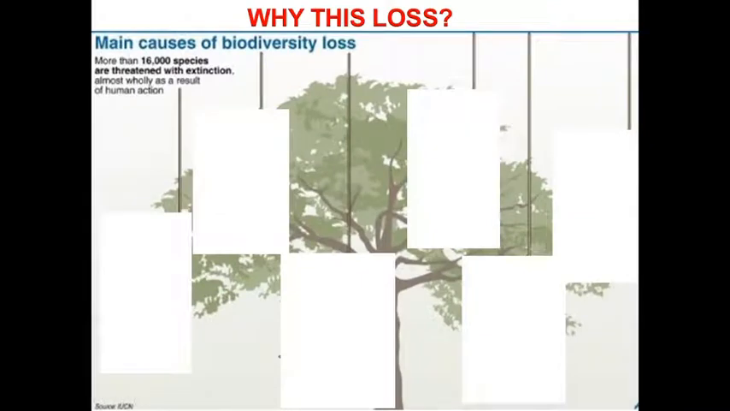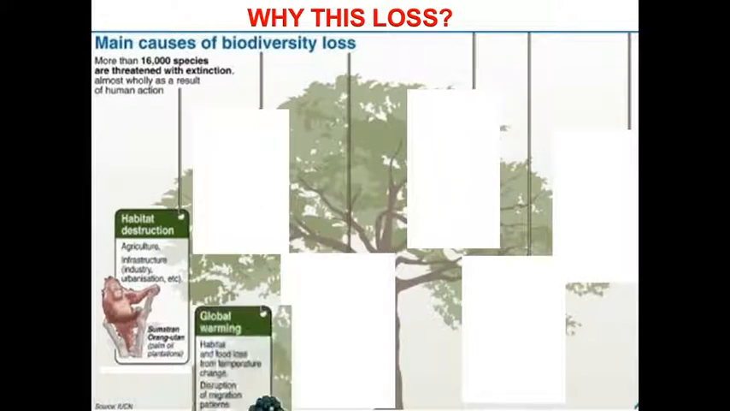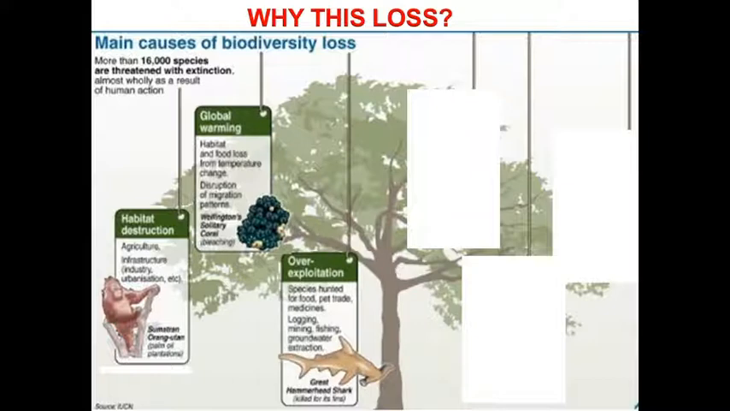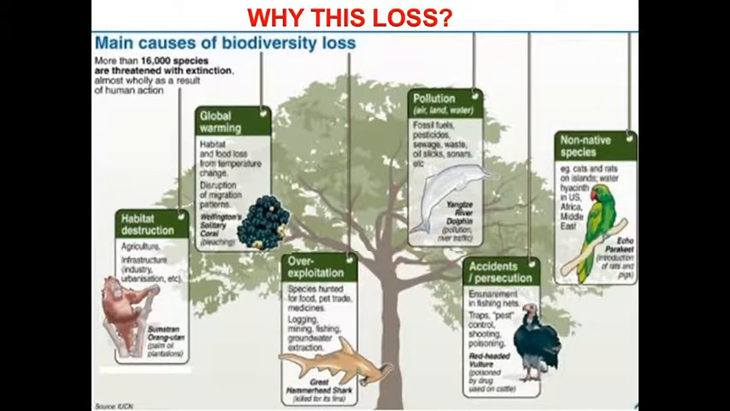Now let's see why this loss is happening to biodiversity and how. There are a few main causes of this biodiversity loss. The first one is habitat destruction. The second one is global warming. The third one is over exploitation, then pollution, then accidents or persecutions, then non-native species. We cannot say these are the only reasons, there are so many reasons, but these are the main causes of biodiversity loss.